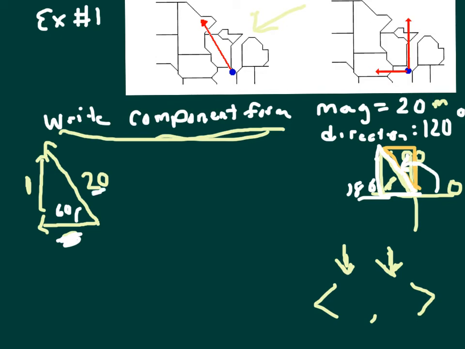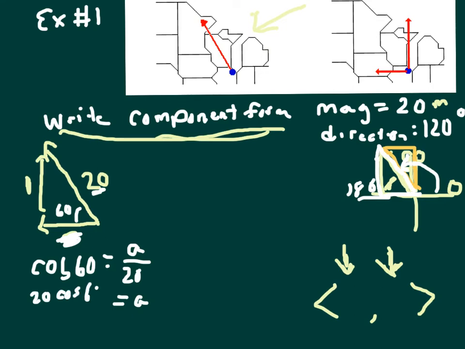So cosine of 60 equals adjacent. I don't know. I'm going to call it A for adjacent, or you could have called it H for horizontal direction, over hypotenuse. Hypotenuse is 20. Multiply both sides by 20. A equals whatever 20 cosine 60 is. Plugging into my calculator, 20 times cosine 60, that's actually a whole number. It's 10. That's beautiful.